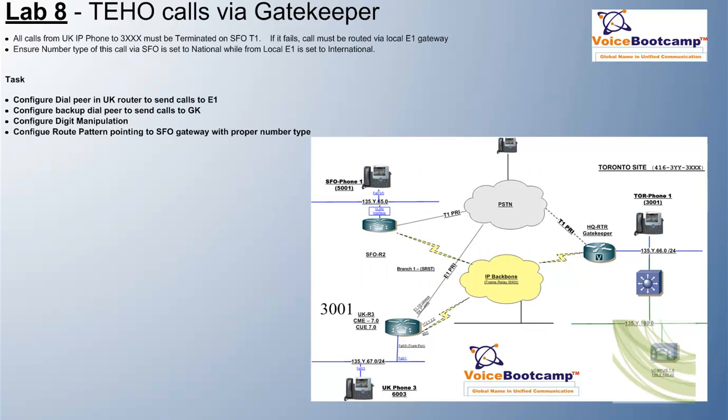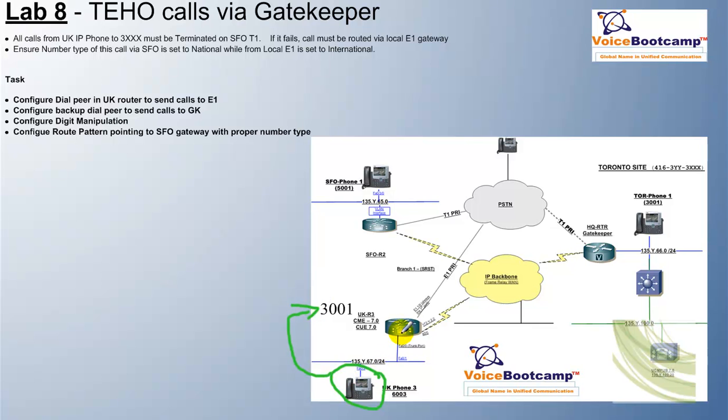In lab number 8, I'll show you how to configure TEHO calls via the gatekeeper. When the UK IP phone dials 3XXX, the call must terminate on the T1 of SFO as opposed to the IP phone in Toronto. And if it fails, it should use the local E1 gateway. The number type of this call via the SFO should be set to national, while the local E1 should be set to international. So the call flow is this: this particular user right here, 3001, will dial 6001, dial 3001.